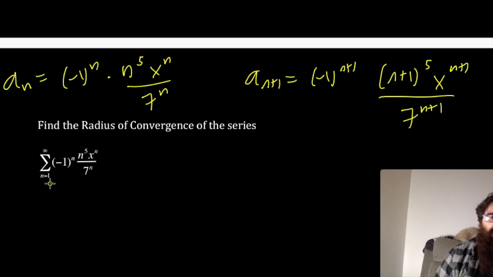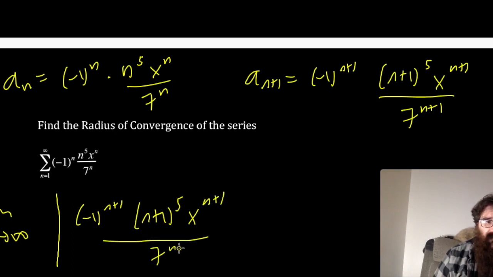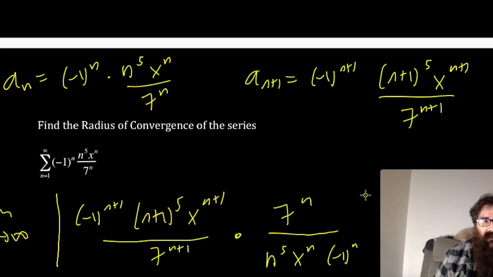And let me go ahead and start working with ratio tests. So we'll say we want the limit as n goes to infinity, the absolute value of, and I'm going to do a sub n plus 1 divided by a sub n, since I see I'm going to be dividing by a fraction, let me preemptively multiply by the reciprocal. So I have -1 to the n plus 1 times n plus 1 to the fifth times x to the n plus 1 all over 7 to the n plus 1. And I'm going to multiply by, and I'm going to flip this preemptively. So I'm going to have 7 to the n on top, divided by, I'm going to have n to the fifth, x to the n, and -1 to the n on bottom.